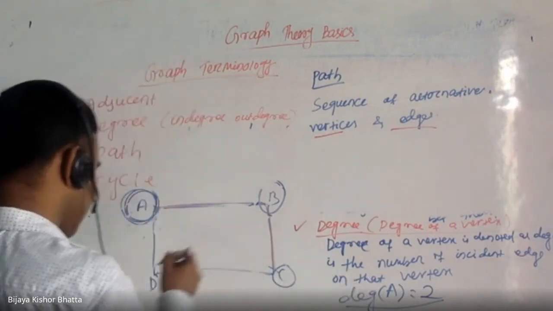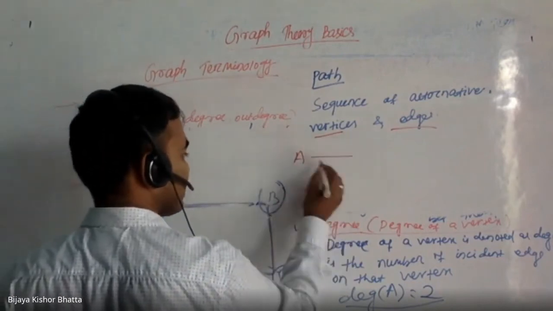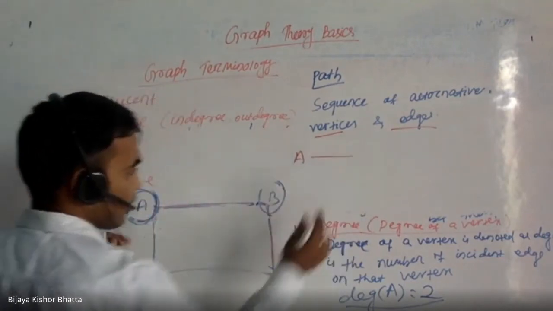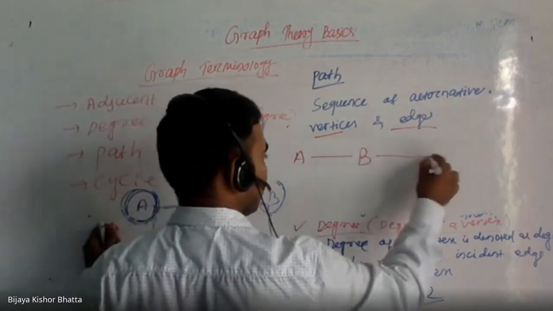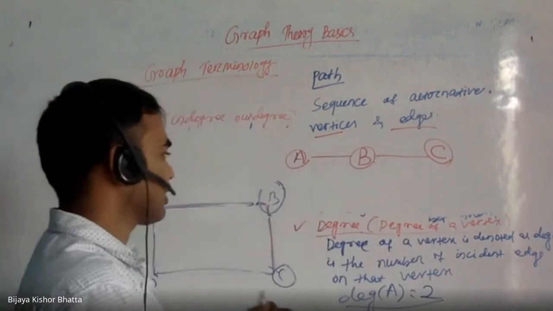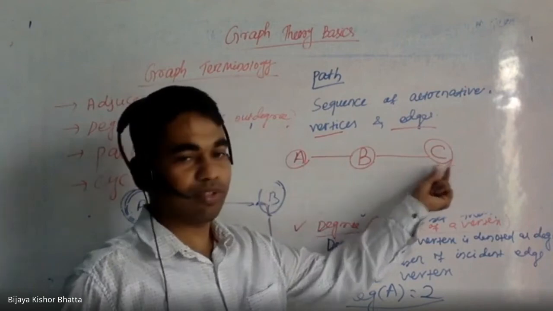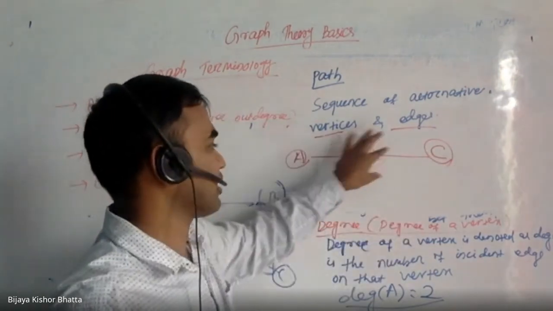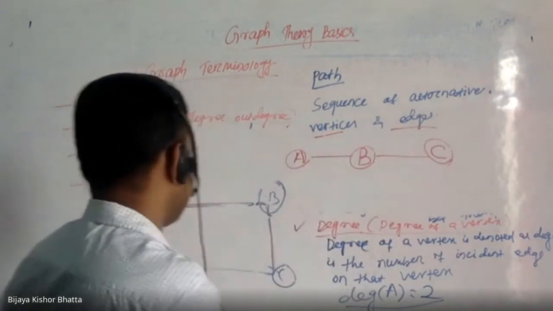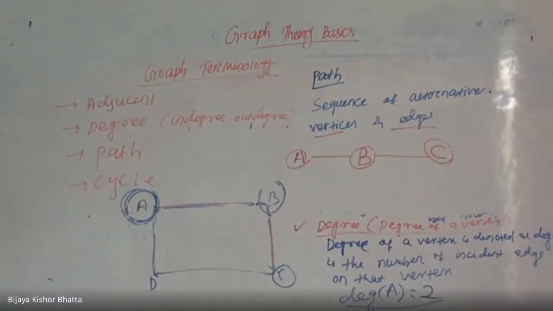If you started with vertex A, then you connect through an edge. Suppose you want to go from A to C, then you will go to B, then you will go to C. This is the path: vertex, edge, vertex, edge, vertex. If the graph is large and you are going for a longer path, then your path will be longer. That is the basic definition of the path.